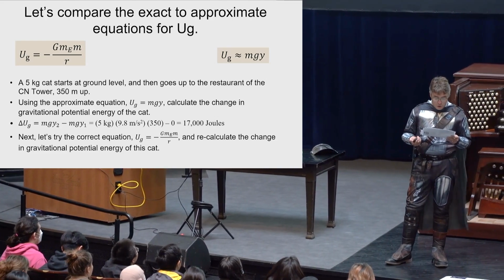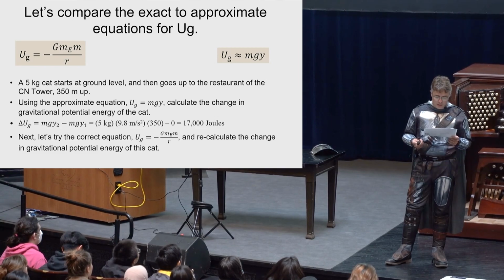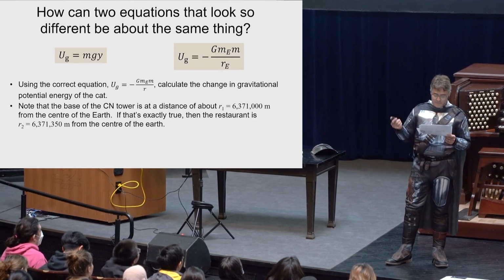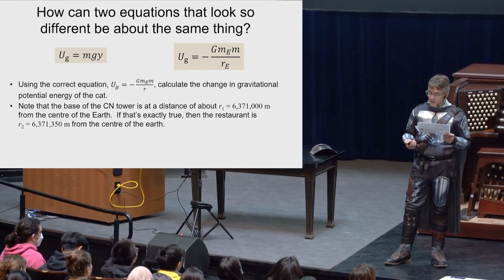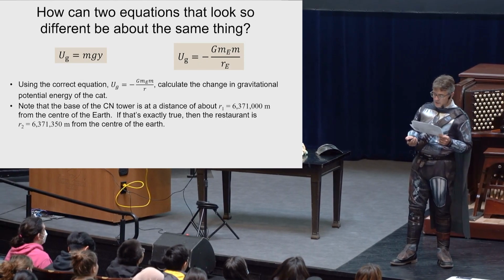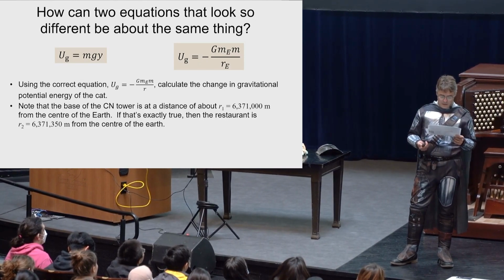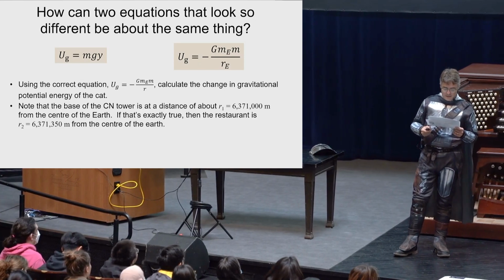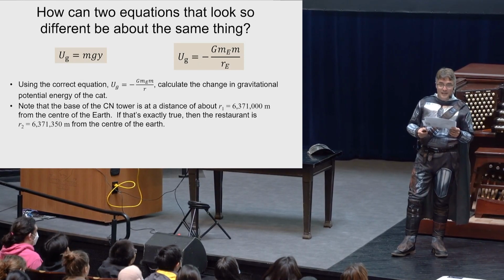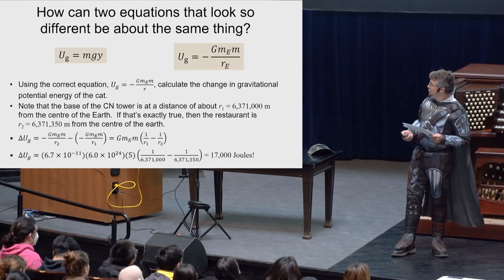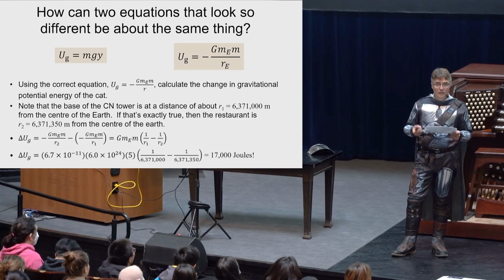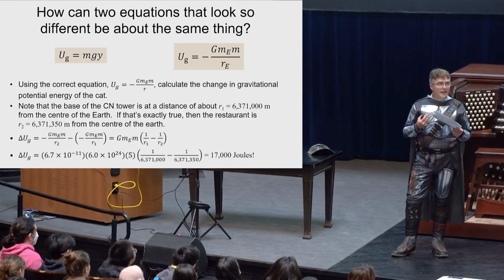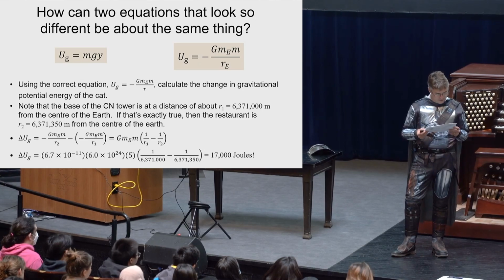If we use this new way, the exact equation, using the correct equation, you can calculate the change in potential energy. But don't forget, the base of the CN Tower is 6,371,000 meters from the center of the Earth. And then the restaurant, if the cat goes up to the restaurant, it's 6,371,350 meters. So if you minus those two things, I don't know if you can believe me or not, you get 17,000 again. This is something you kind of have to do in your calculator.